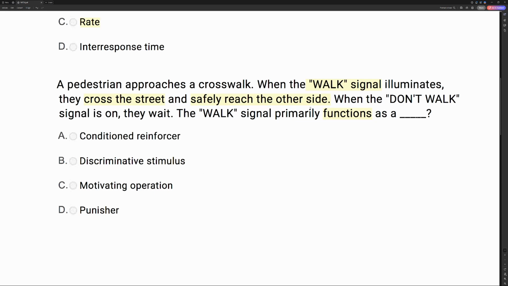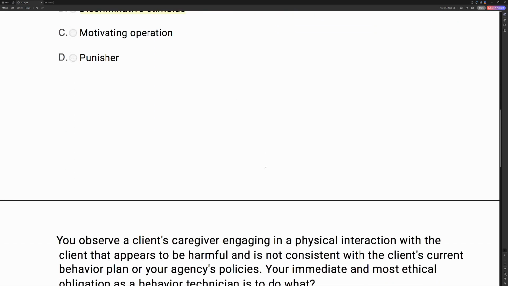So when that walk signal illuminates, that is the SD or discriminative stimulus signaling you can now safely reach the other side. Reinforcement is available for crossing the street. So remember, you want to first identify your behavior, then you can look at your antecedents and consequences. And from there, it's really just eliminating the wrong answers, whether that be an antecedent or the consequence.